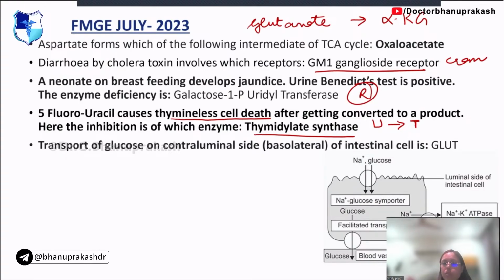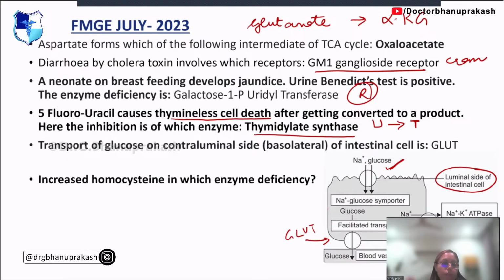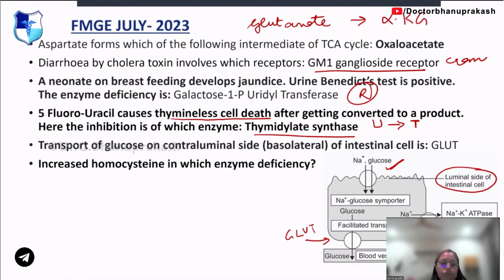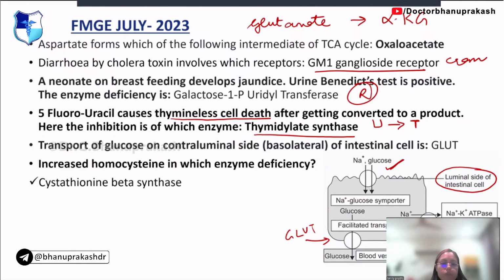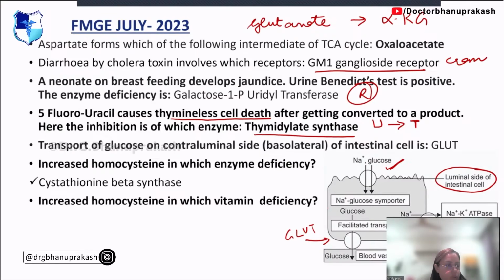Then transport of glucose on the contraluminal or the basolateral side of the intestine is done by GLUT. You can see this diagram. This is the luminal side of the intestine. Here there is sodium glucose import, the active transport. Then at this side, the contraluminal or basolateral side of the membrane, there is this GLUT, the glucose transporter. Increased homocysteine in which enzyme deficiency? I told you, cystathionine beta synthase. Increased homocysteine in which vitamin deficiency? I told you, B6, B9 or B12.